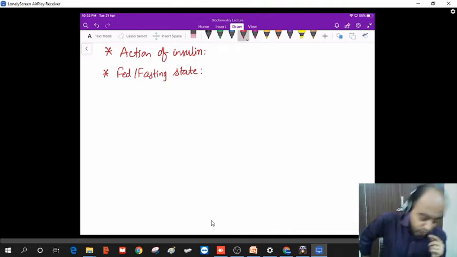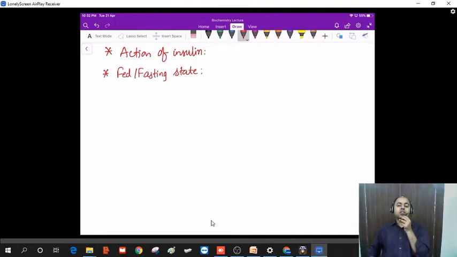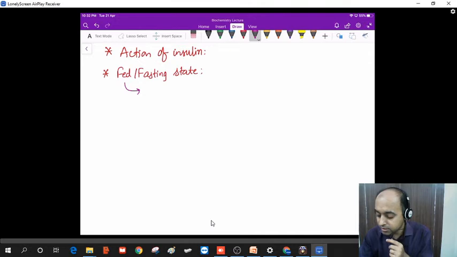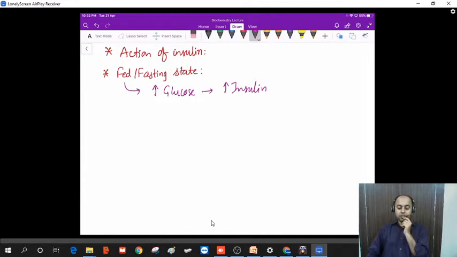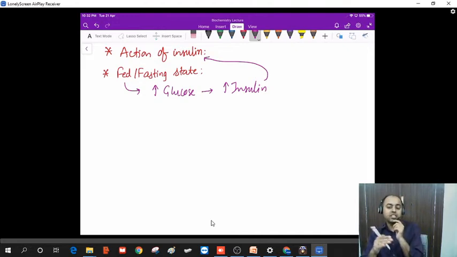Okay, let's go back. In the fed or the fasting state, which pathways are upregulated, which pathways are downregulated, which enzyme is activated, which enzyme is inactivated, like that the question will be asked. So remember, when I say fed state, this means increased glucose, and increased glucose means increased insulin. So again, we come back to the same question: what are the actions of insulin? In fasting, it will become the opposite. Decreased glucose, decreased insulin. So whatever insulin normally does, the opposite will happen.